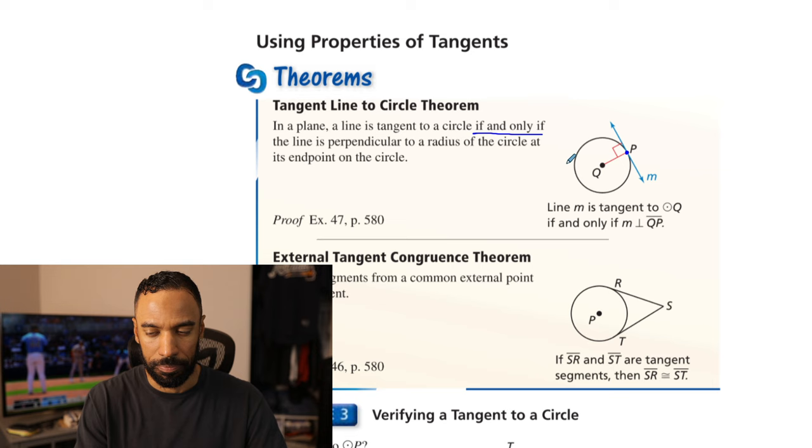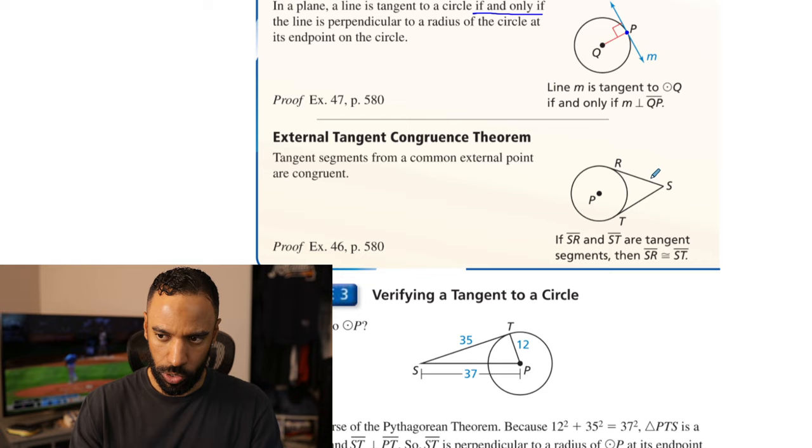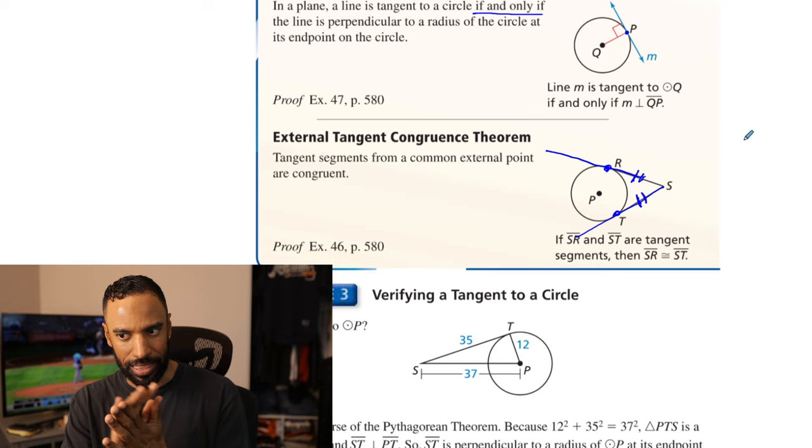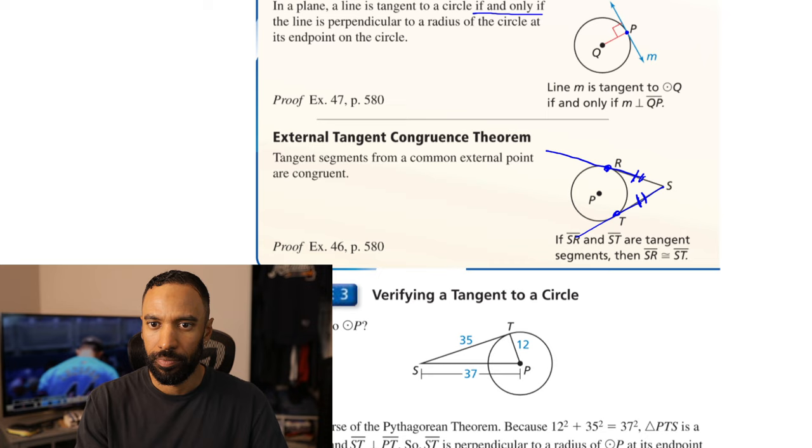The external tangent congruence theorem states if you have two external tangents, like from S, remember this line could go forever like that. Same with this one right here. But those points R and T, from S to R and from S to T, they're congruent to each other. They're both the same distance away in any such set that you have from the same point. Tangent lines from a common external point are congruent. Boom, boom, and boom, boom. So that's what they're bringing up on that.